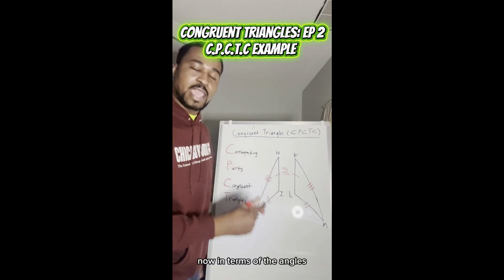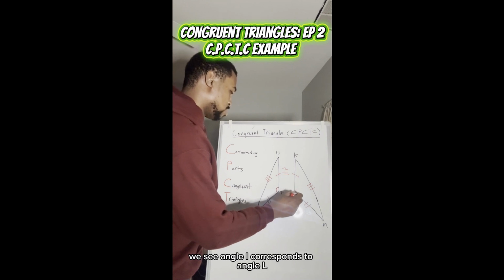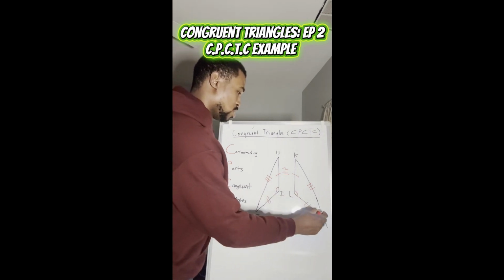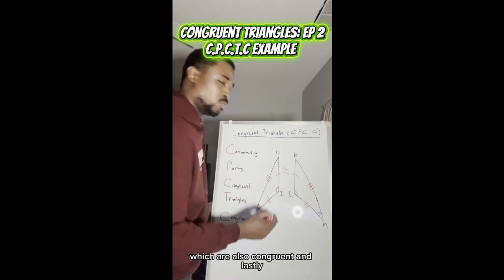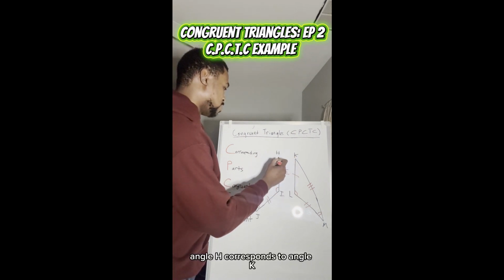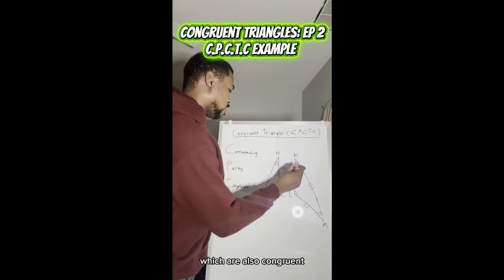Now, in terms of the angles, we see angle I corresponds to angle L. Angle I and L are congruent. Angle M corresponds to angle J, which are also congruent. And lastly, angle H corresponds to angle K, which are also congruent.